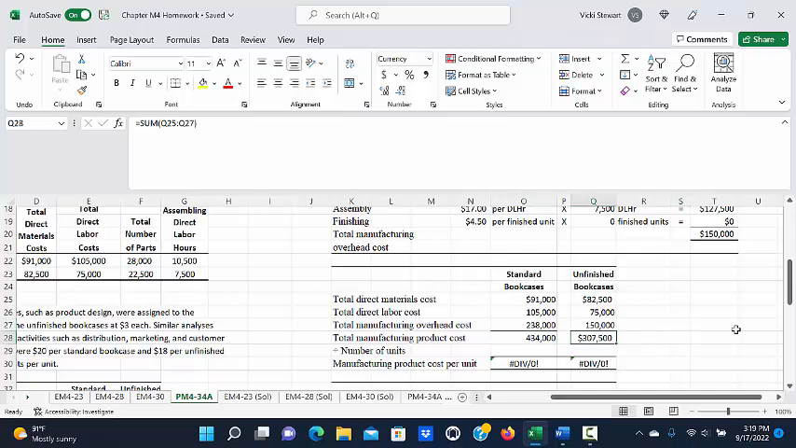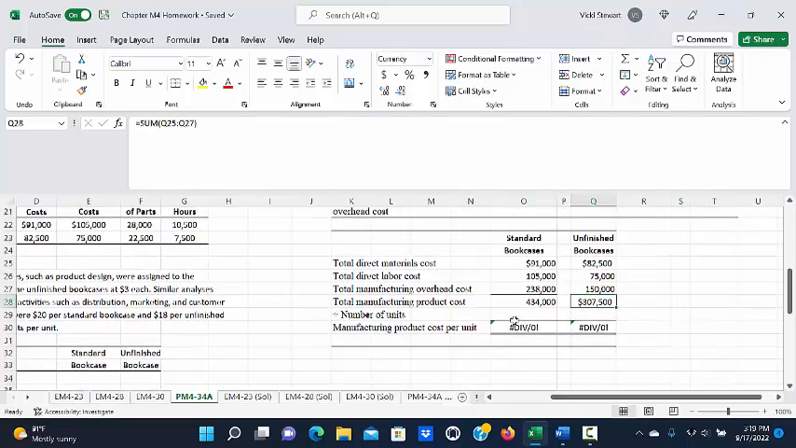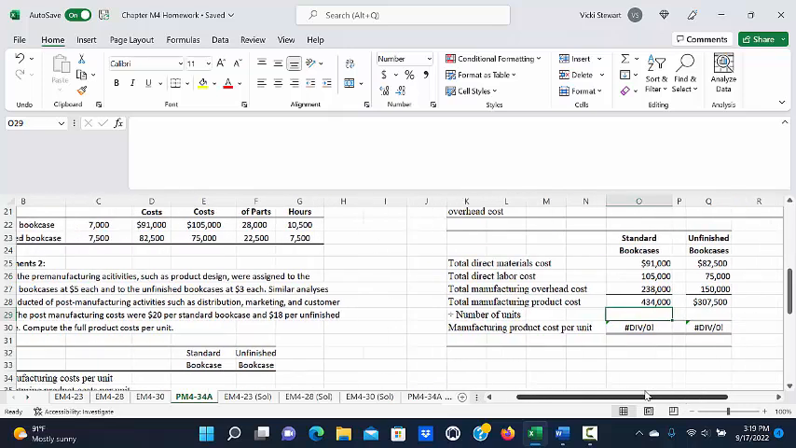So now we have our total manufacturing product cost, and we're going to divide that by the actual number of units we produced, which we were given as 7,000 for the standard bookcases and 7,500 for the unfinished bookcases. So that gives us $62 per standard bookcase for manufacturing product cost and $41 per bookcase in manufacturing cost for the unfinished bookcases.